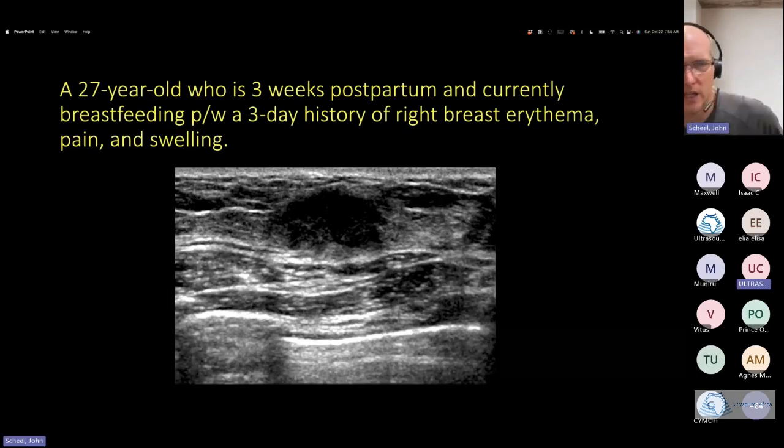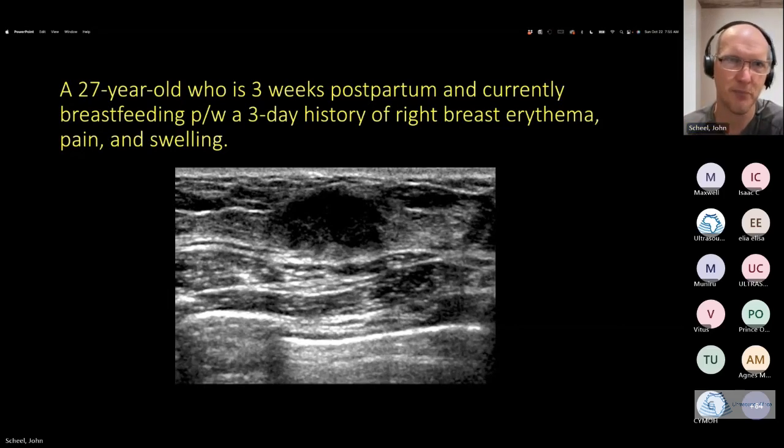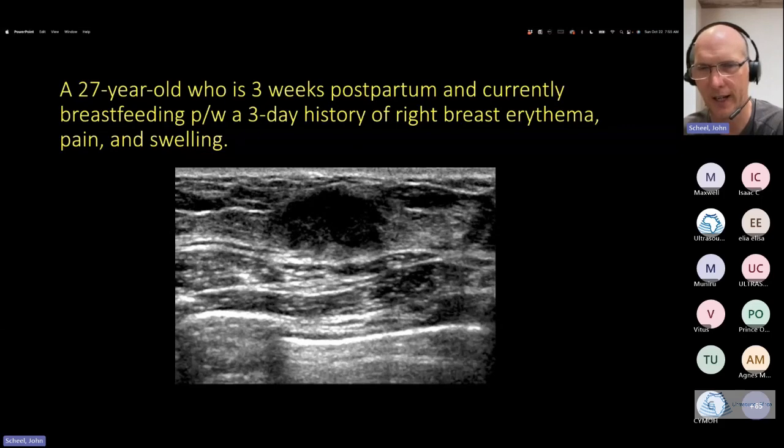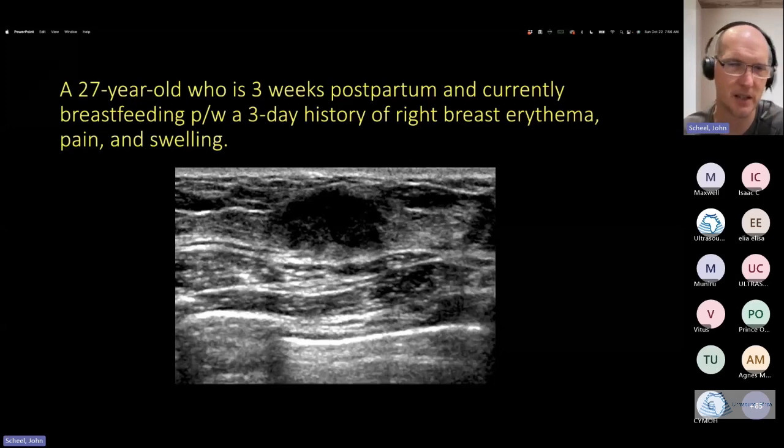Here is a patient who presents 3 weeks postpartum and is currently breastfeeding. She has a 3-day history of right breast erythema, pain, and swelling. Now, that sounds like an abscess that's forming or mastitis, which is very common in this population, but this is what you see on ultrasound. Now, this could be an abscess forming. This could be an infection brewing, but this is a mass and it needs to be addressed.